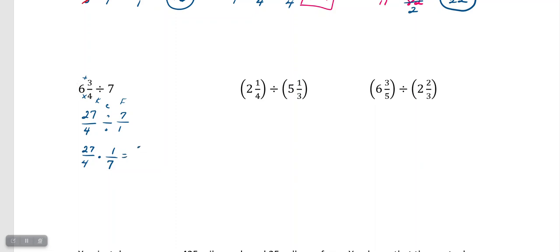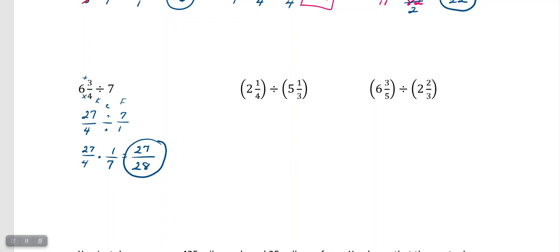27 times 1 is 27. 4 times 7 is 28. Again, I have a proper fraction. My numerator is less than my denominator, so I don't have to worry about writing it as a mixed number. And I looked, is anything, I didn't think about it. It doesn't cancel over here, so it's not going to cancel over there. But you always want to check in case you miss something.